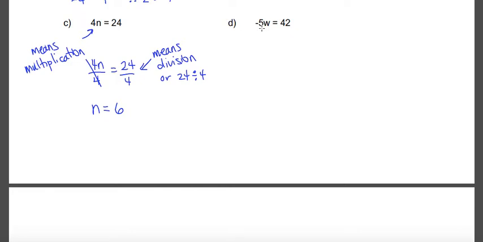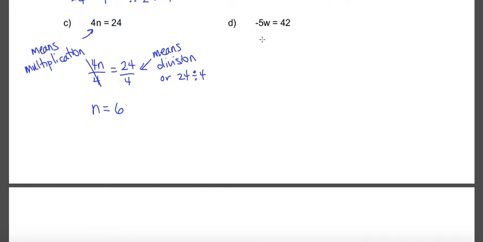So example D, we have a negative coefficient in front of our variable, but we're going to apply the same strategy. So instead of multiplying by negative 5, which is what's happening already, we're going to do the opposite of that. So we're going to divide by negative 5. So you're going to divide by whatever number with the sign in front of that variable. And that way our variable will stay a positive letter.